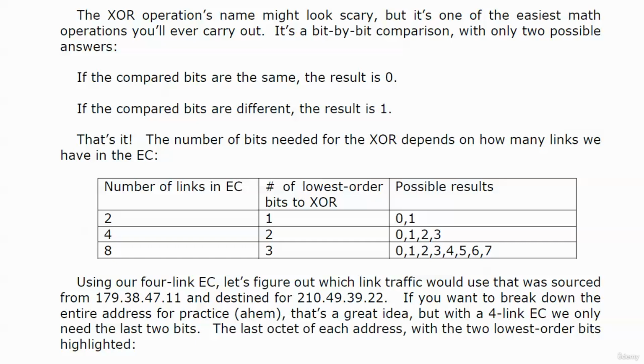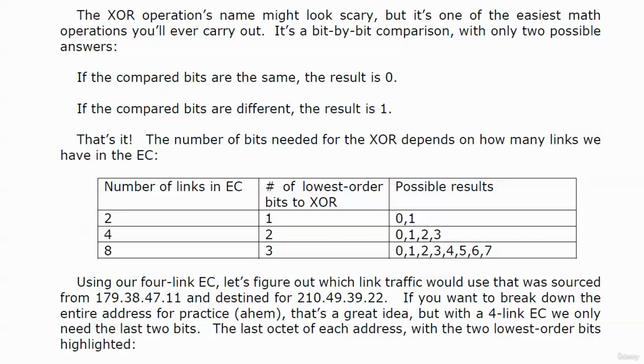And let's do an example of this. You'll see how easy it is. We're going to use our 4-link Ether channel, and we're going to figure out which one of those links, 0, 1, 2, or 3, is going to carry traffic sourced from 179.38.47.11 and destined for 210.49.39.22. Now, if you want to break down the entire address for practice, that's a great idea. But again, with the 4-link Ether channel, we only need the last 2 bits, because the only possible results we're interested in are 0, 1, 2, and 3.